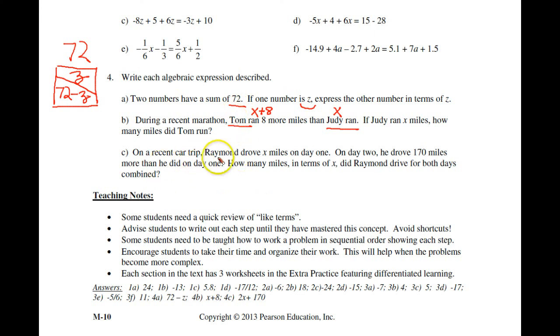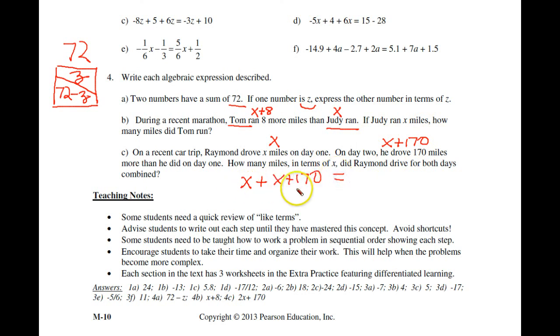On a recent trip, Raymond drove x miles in one day. On day 2, he drove 170 miles more than he did on day one. So he had this much from the other day that he drove, plus this much more. How many miles in terms of x did Raymond drive for both days? Well, it's going to be x for the first day, plus what he did on the second day, x plus 170.